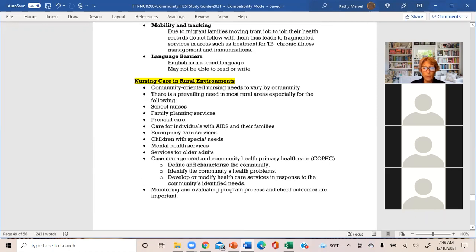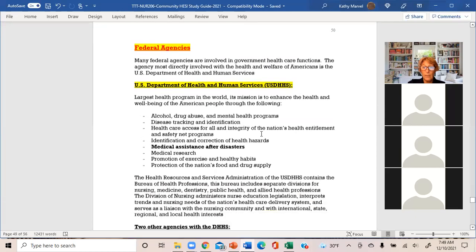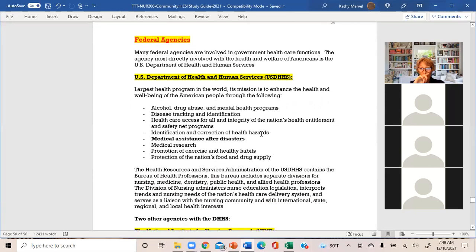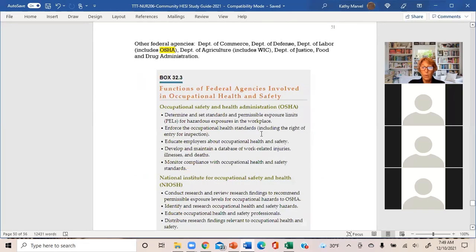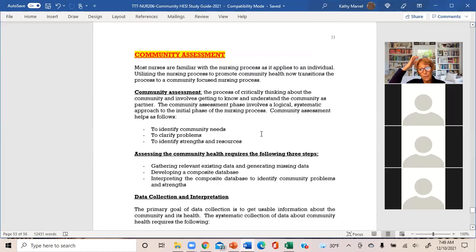Alex, here's a good list for you. Well, for everybody, but nursing care in the rural environments. Here's all the things that you might be involved in. I mean, that's a big scope of practice. And then the next section is the federal agencies that you need to know. You guys can go through those. Community assessment, I think that might be the last section on here.